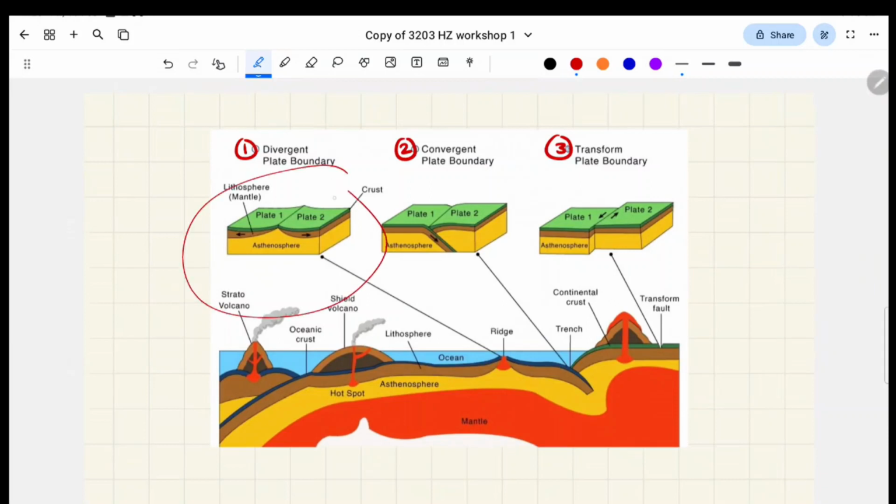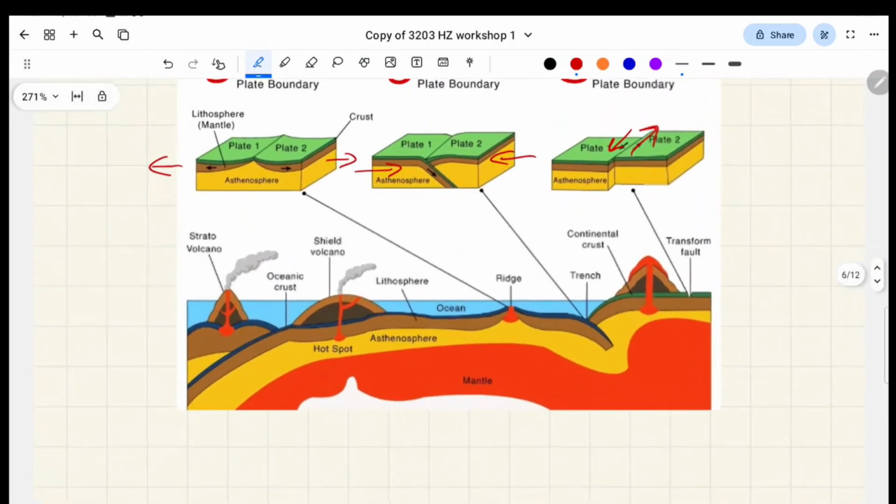So yeah, here's what I was talking about. That's where the plates are being pulled apart, right? Your divergent boundaries like that. Convergent is where they're being pushed together. Transform, the plates are shearing against each other like that, right? And here they've pointed to specific interactions that happen between either oceanic plates or continental plates, but I'll just show you below.